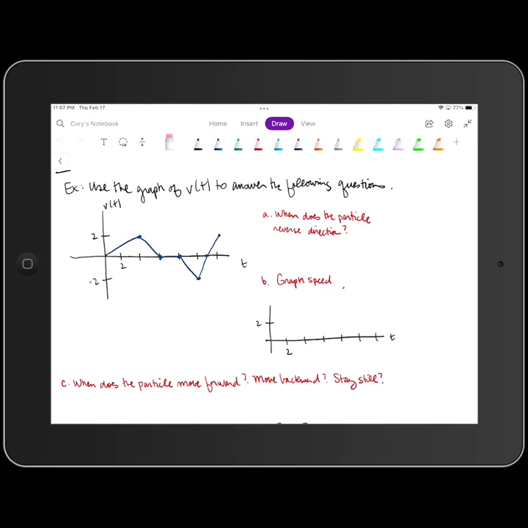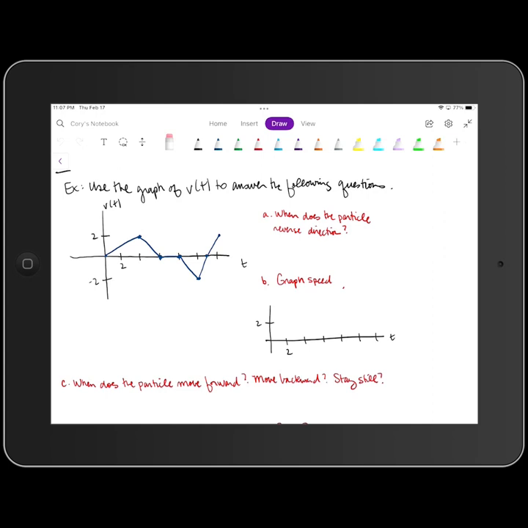So this is going to be the conclusion of our lesson on motion. This was the example that I wrote up to close out the last video that I posted for you guys. So it's going to be another example where we look at motion, analyzing the graph of a function. In this particular case, we're going to look at the graph of the velocity function. So we're going to use the graph of the velocity function v of t to answer the following questions.